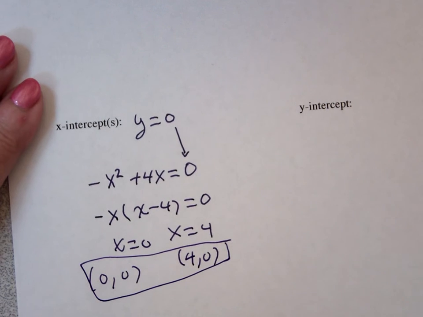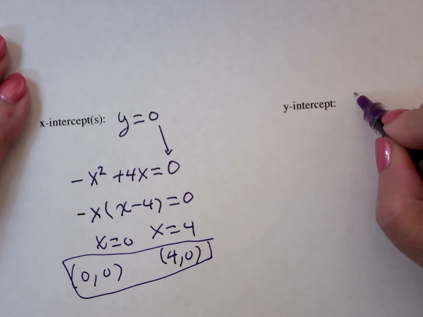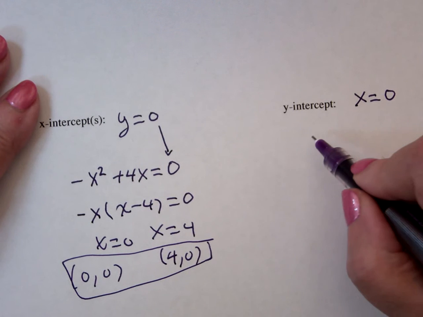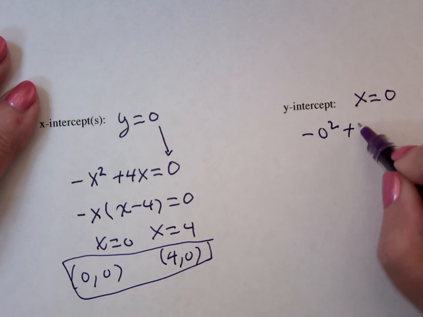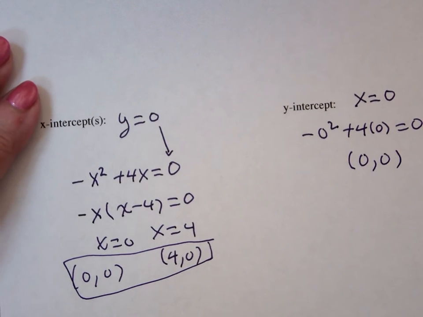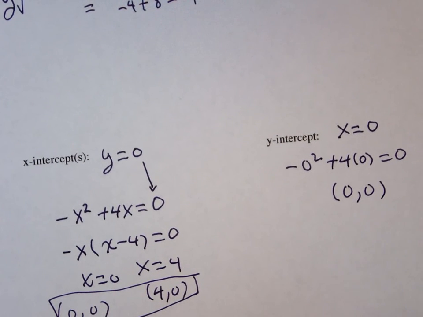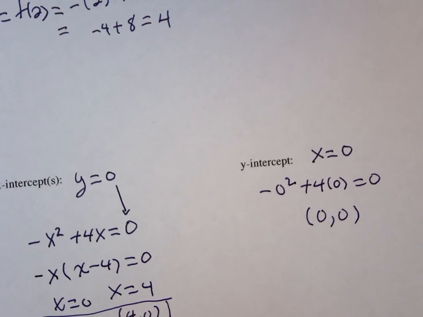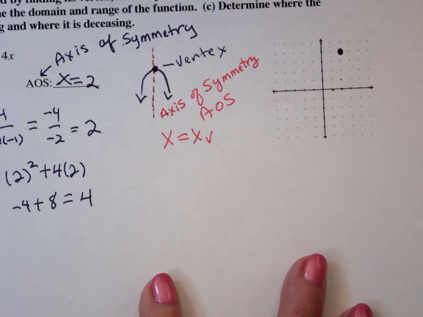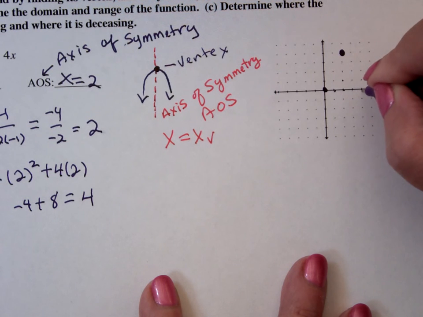I have 2 more points. My favorite is the y-intercept. That's where x is 0, because anything that kills all the x's is fine by me. So that means I'd have negative 0 squared plus 4 times 0, which is 0. So anytime I have 0, 0, it's a twofer. So I have 2 points that I can now graph. I have 0, 0. And I have 1, 2, 3, 4, 0.